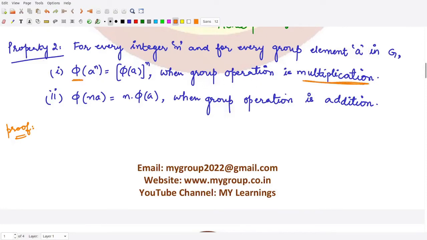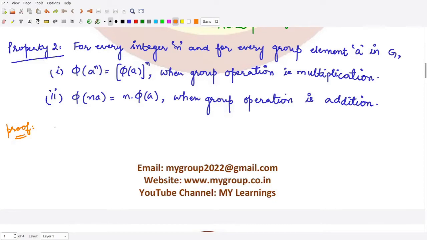In that case, when we apply phi onto a to the power n, we would have phi of a, to the power n, that is, phi of a whole to the power n, right? So that means taking the power first and then applying the mapping, or applying the mapping first and then taking the power, is the same thing when we have an isomorphism. Similarly, when we have the group operation as addition, in that case phi of n times a is equal to n times phi of a. So that means adding a n times and then applying phi, the mapping, or applying the mapping first and then adding it n times would give us the same result.